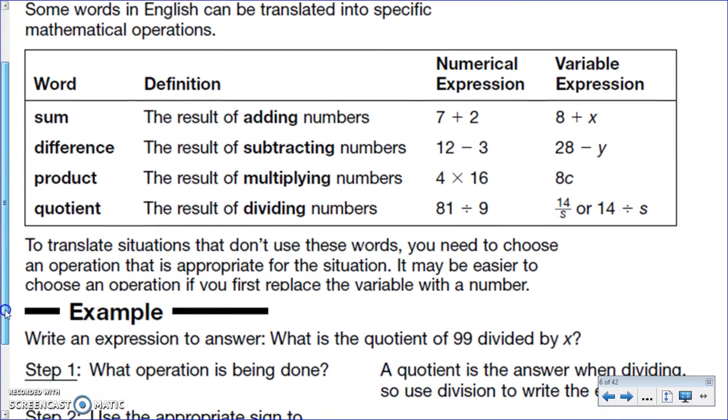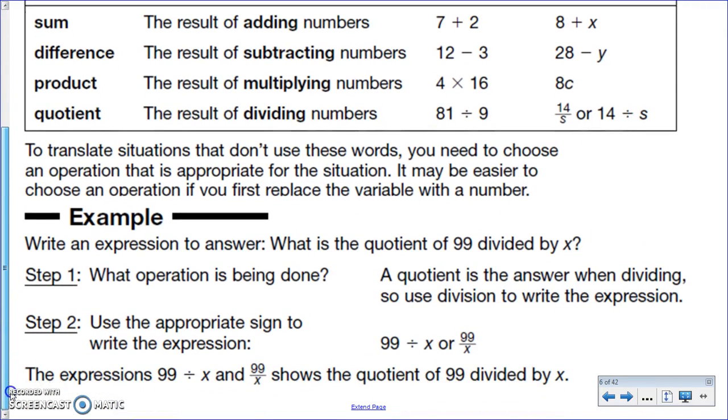To translate situations that don't use these words, you need to choose an operation that is appropriate for the situation. It may be easier to choose an operation if you first replace the variable with a number. Example, write an expression to answer. What is the quotient of 99 divided by x? So step 1, what operation is being done? A quotient is the answer when dividing, so use division to write the expression.